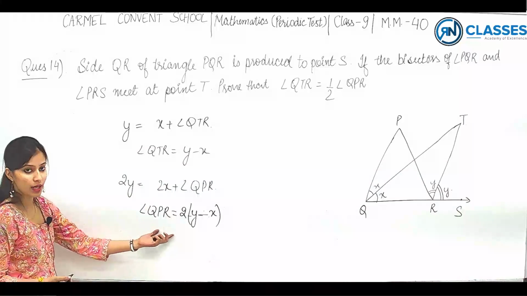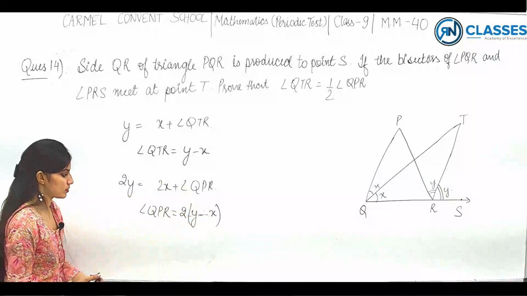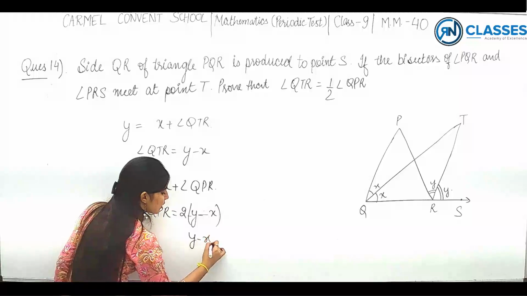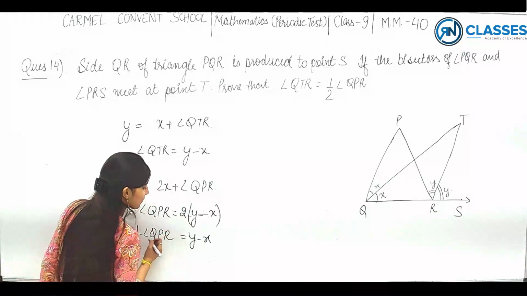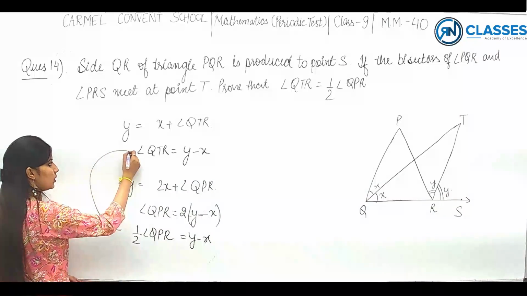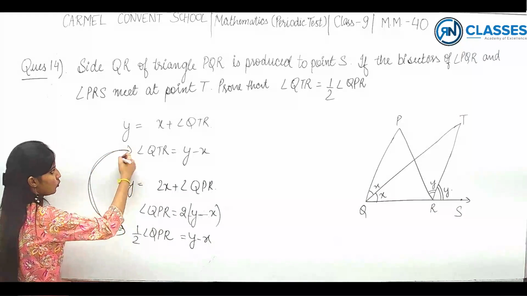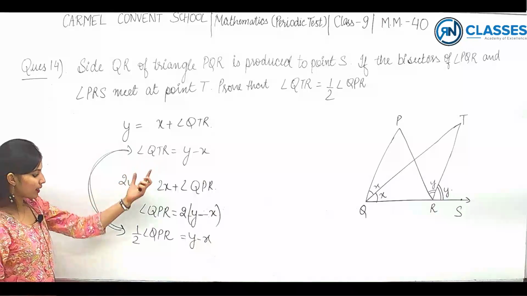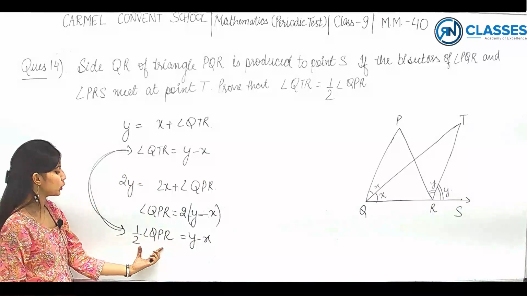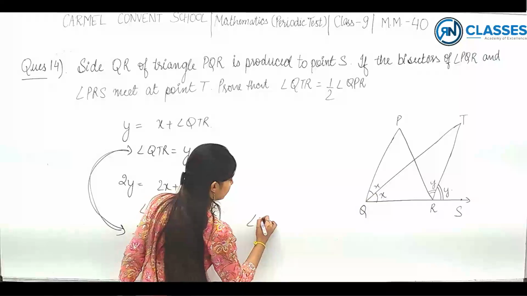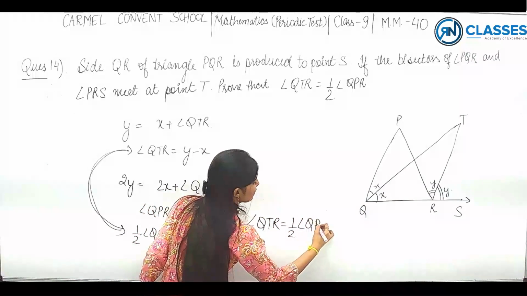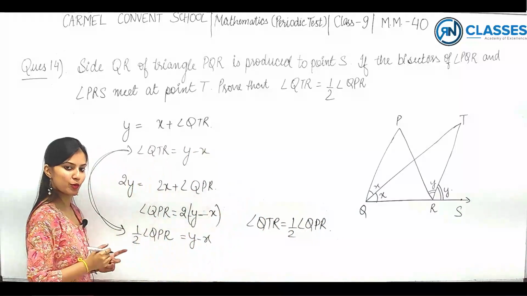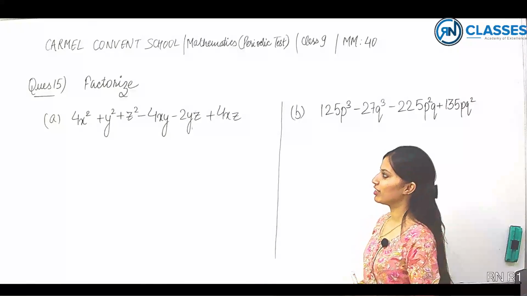और अब अगर हम ध्यान से देखें y minus x, तो यहाँ से y minus x is equal to half of angle QPR. और using these two equations what do we get? QTR is equal to half of QPR. So angle QTR is equal to half of angle QPR. Hence is our proof. Question number 15.